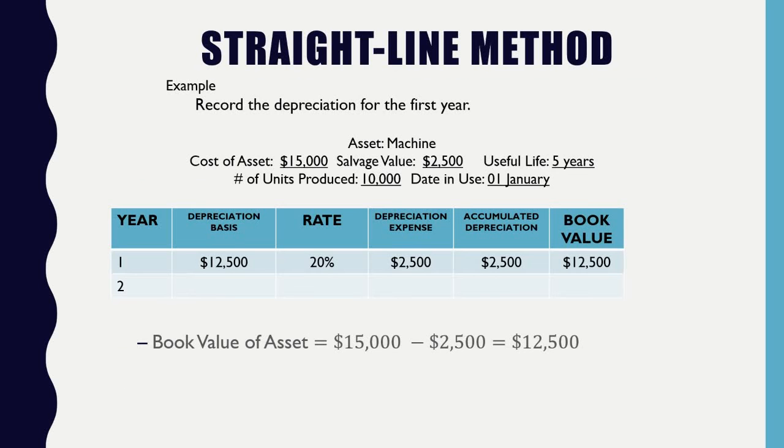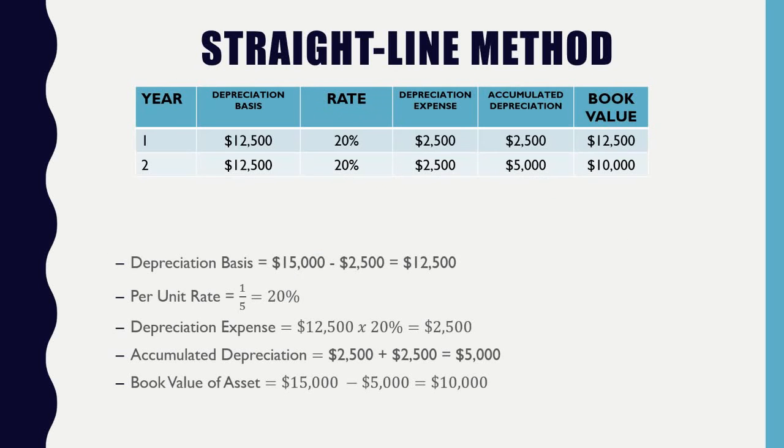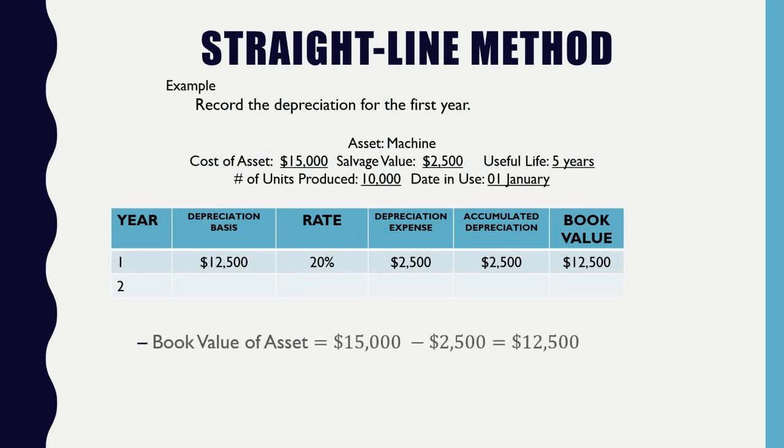So let's solve for year 2. It'll be the 12,500 again for the depreciation basis, and then you'll multiply that by 20%, which is going to give us the 2,500 again. Our accumulated depreciation is going to be 5,000, and our book value will be 10,000.